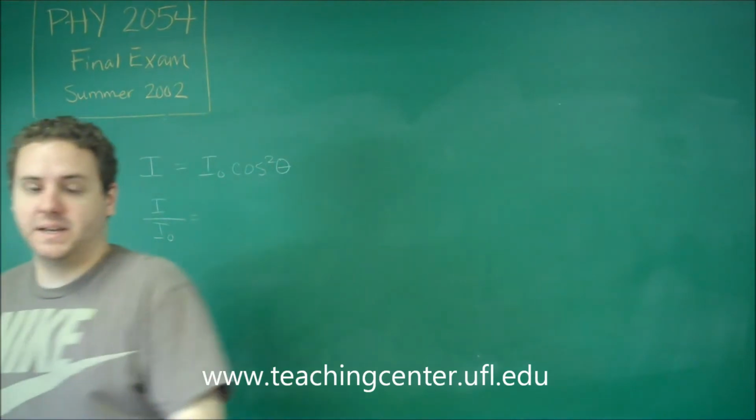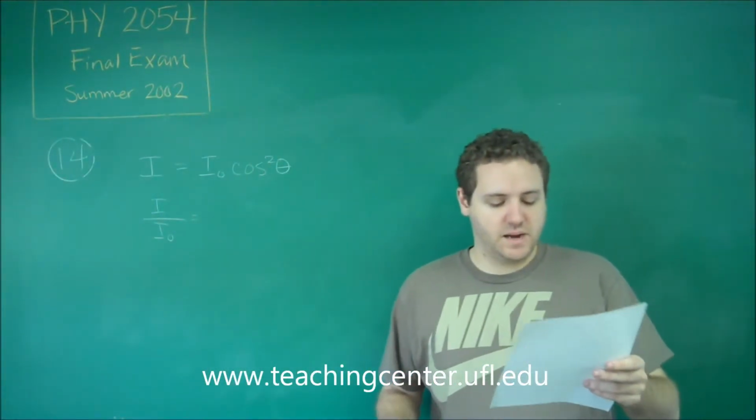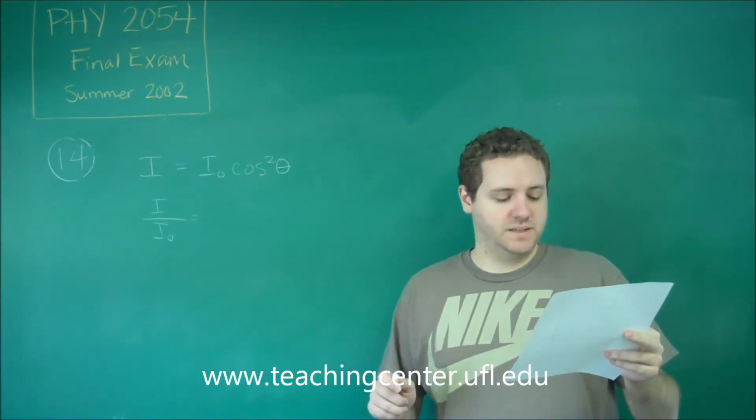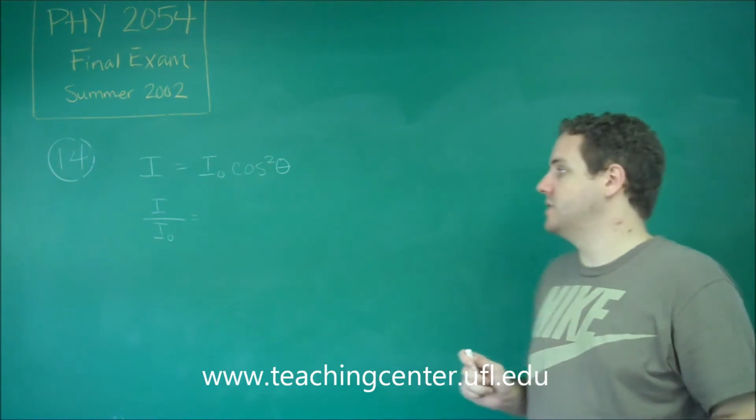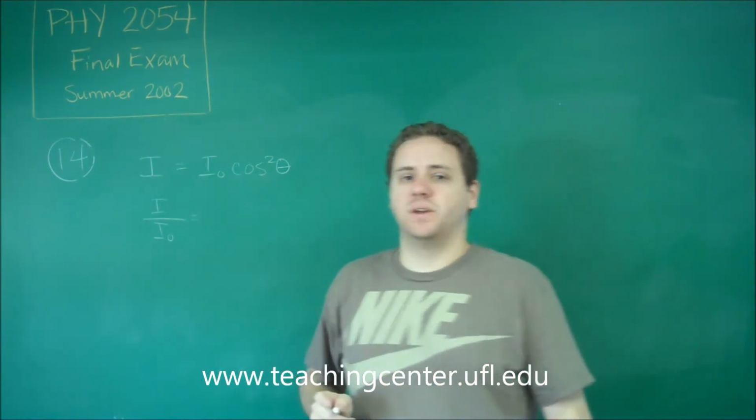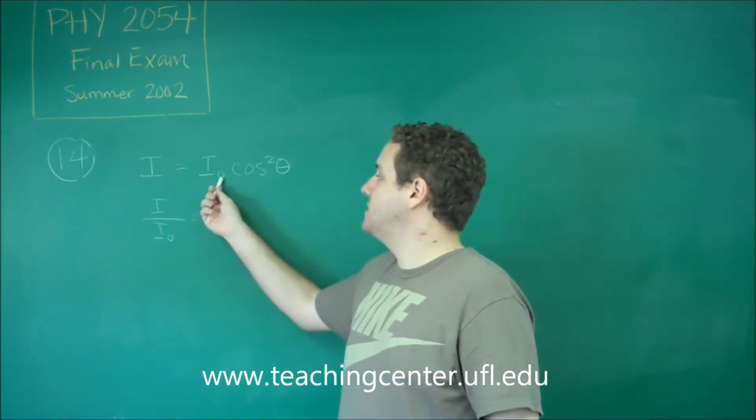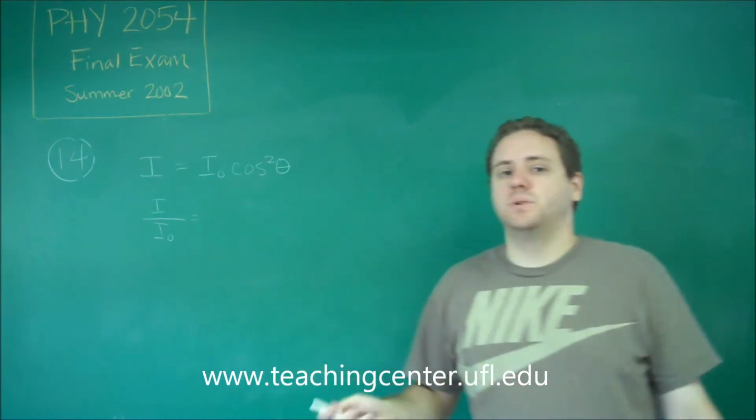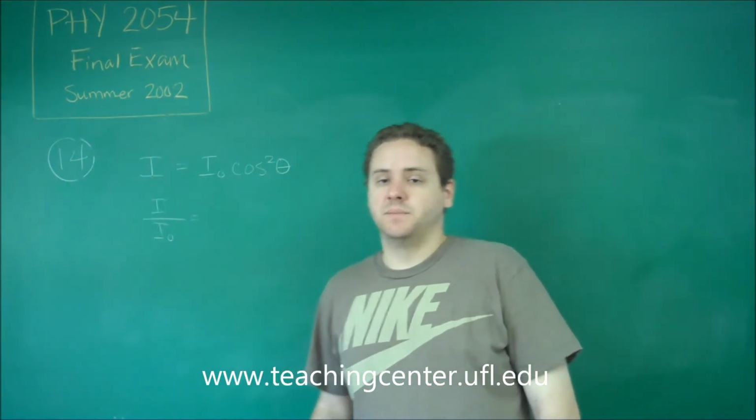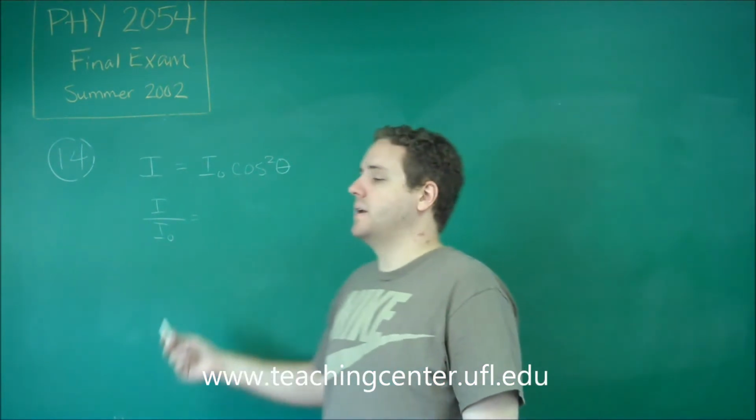So for number 14, we have unpolarized light incident on a stack of two polarizers. The emerging light has 30% of its original intensity. What is the angle between the transmission axes? So remember that this equation, I equals I naught cosine squared theta, relates the original intensity, the angle difference between two different polarizers, and the transmission intensity. So what we need to figure out here is the angle, so we need to know I and I naught.